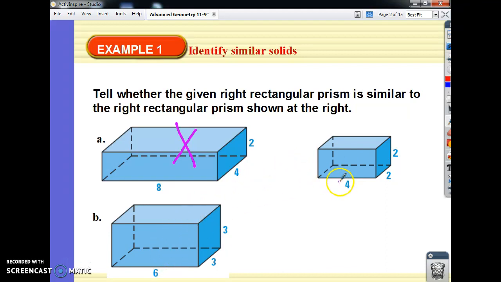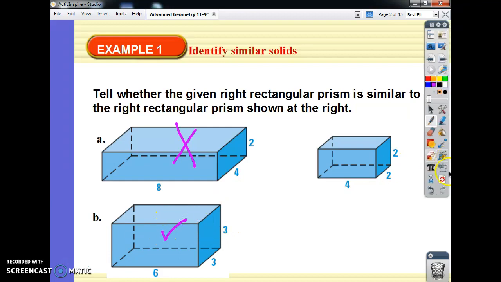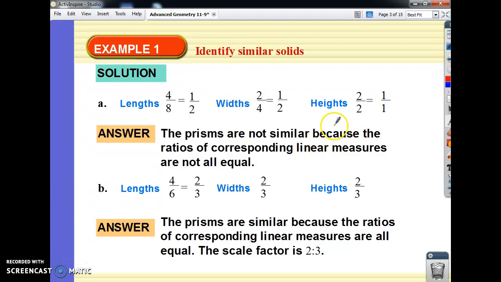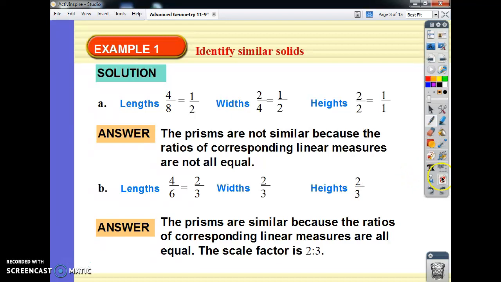6 over 4 reduces to 3 over 2. 3 over 2. 3 over 2. We have a ratio of 3 over 2 on all three sides, therefore this one is similar. Alright, so this is just showing you those ratios and showing you that this one is not similar because of this little dude over here, that height is not the same proportion as the length and width. And on our second one, they are 2/3 all around. So yes, that one is similar with a ratio or scale factor of 2/3.